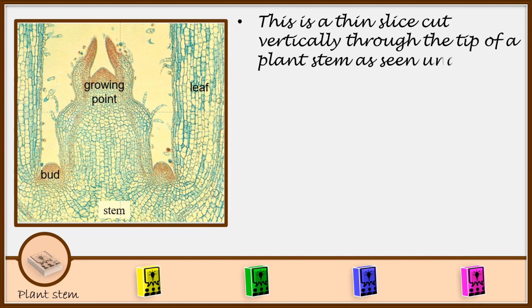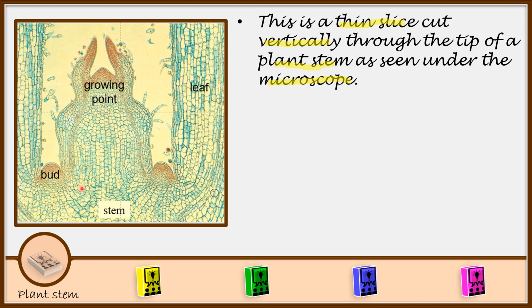This is a thin slice cut vertically through the tip of the plant stem as seen under a microscope. So we are looking at a section of the plant stem that has been cut through vertically, and it is seen under a microscope.